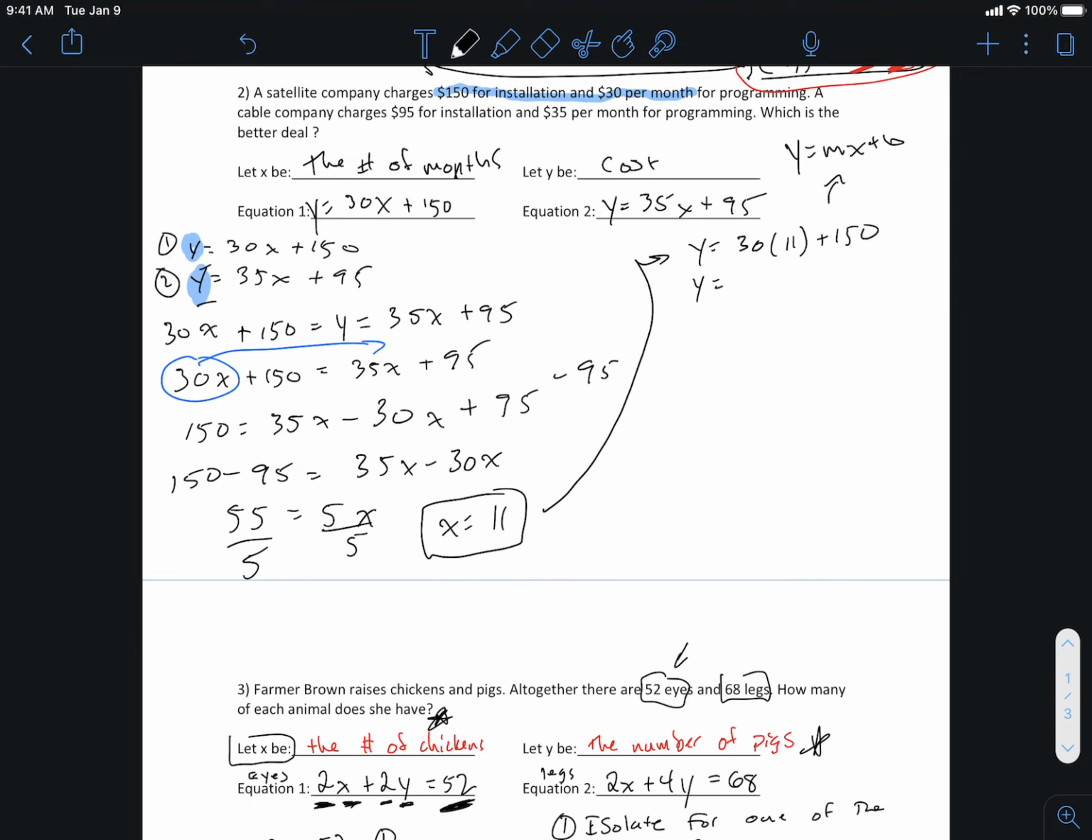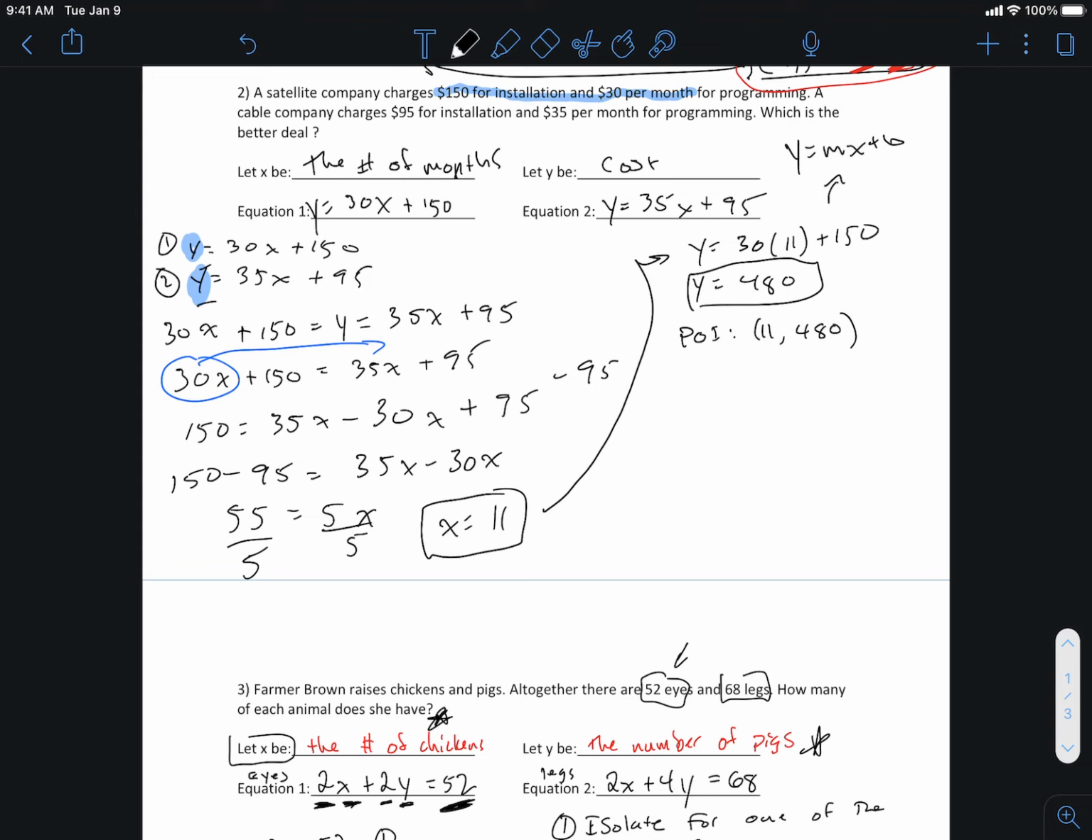Y is going to equal, why does my calculator keep disappearing? Right, so we're going to take 30 times 11, plus 150. Okay, 480. So then you're going to state, and this is what I want you guys to get in the habit of doing, you're going to state your point of intersection is going to be 11 and 480.